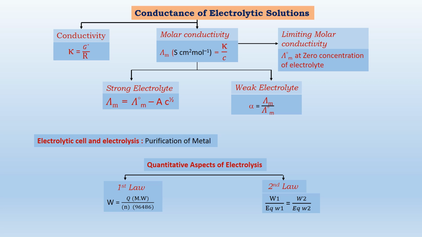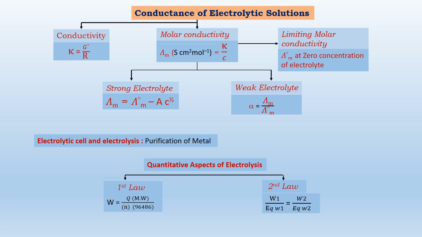Molar conductivity is lambda m, which is kappa by C. That is the conductivity per mole. Conductivity divided by molarity, right? Since it is a molar conductivity, you have to divide it by its molarity, right?